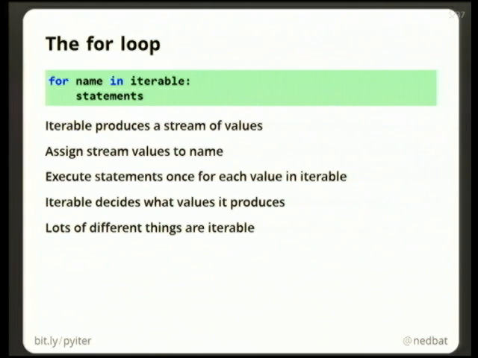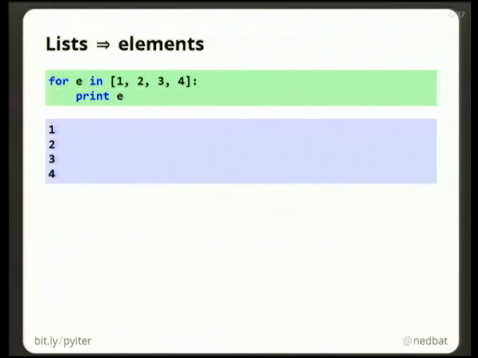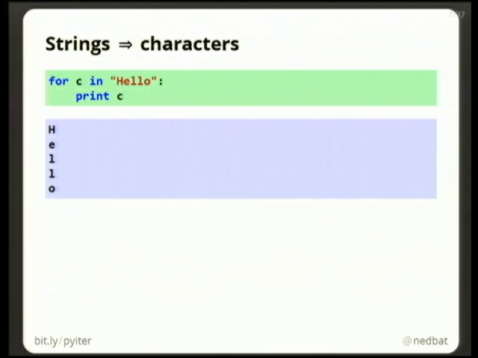And lots of different things are iterable. So the for loop will execute the statements once for every value in the stream produced by the iterable. But the iterable itself gets to decide what those values are. And Python has a lot of different kinds of iterables. So for instance, if you iterate a list, it gives you its elements. If you iterate a string, it gives you its characters.